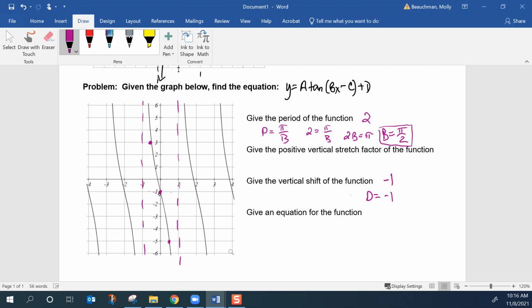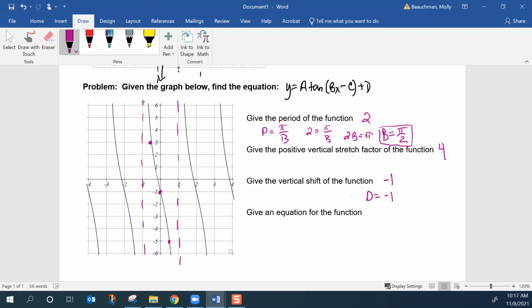And then how far is that from your original point? How far vertically did you count in each direction? So from here we counted down 4, and we also counted up 4. So that has a vertical stretch factor of 4. So that graph has been stretched 4.